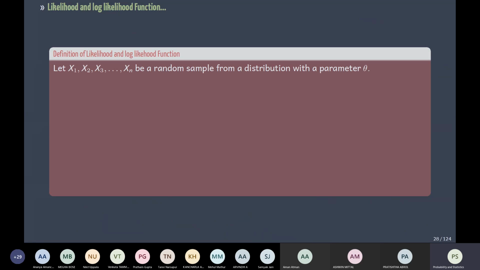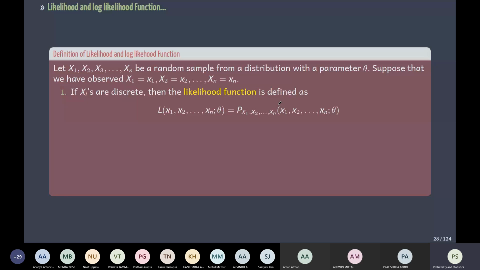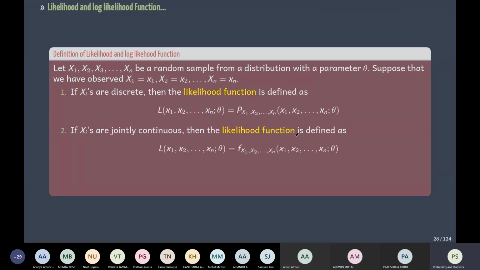Definition of likelihood and log likelihood: let x1 to xn be a random sample from a distribution with parameter theta. Suppose that we have observed values, so an observation is made. If the xi are discrete, then the likelihood function is defined like this. This is what we saw in the previous example: the joint PMF, but now parameterized by theta. This whole thing is given a different name, L. And if the xi are jointly continuous, then in the discrete case it's the PMF, and in the continuous case we will replace it by the density.